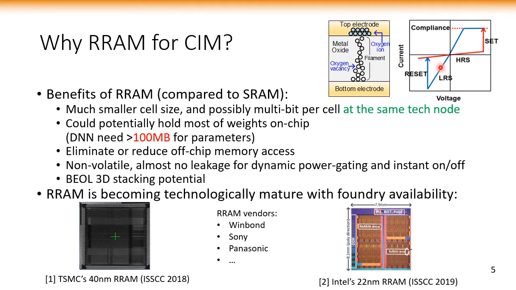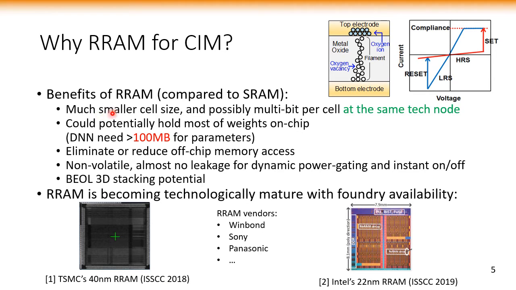On the right-hand side here, we show typical representative bipolar switching IV characteristics of the RRAM device. On the positive side, if the voltage is larger than the threshold, the set switching will happen, and the device switches from a high resistance state to a low resistance state. If we reverse the voltage bias, the device switches from a low resistance state back to a high resistance state.